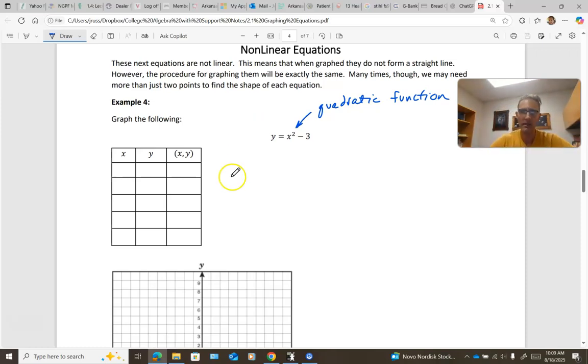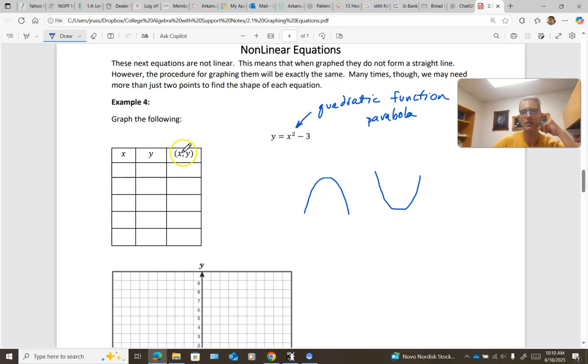And so because of that, when we graph these types of functions, they typically have shapes that look like this, depending on their orientation. Sometimes it'll be upside down. The shape of a quadratic function is what's known as a parabola. We'll talk more about this as well throughout the course.